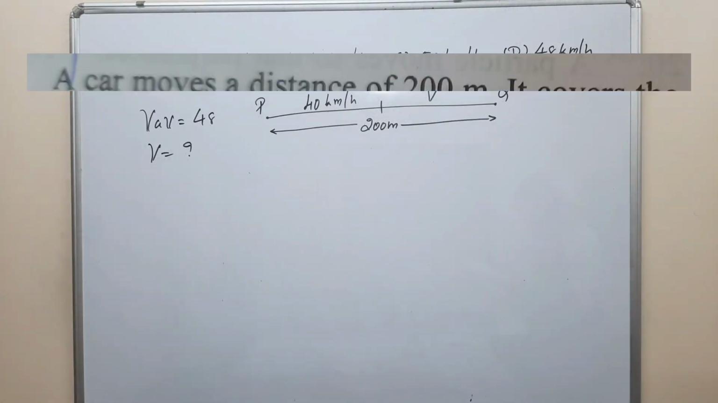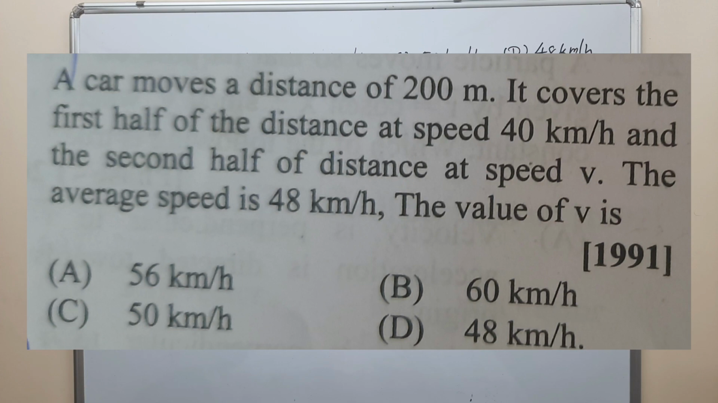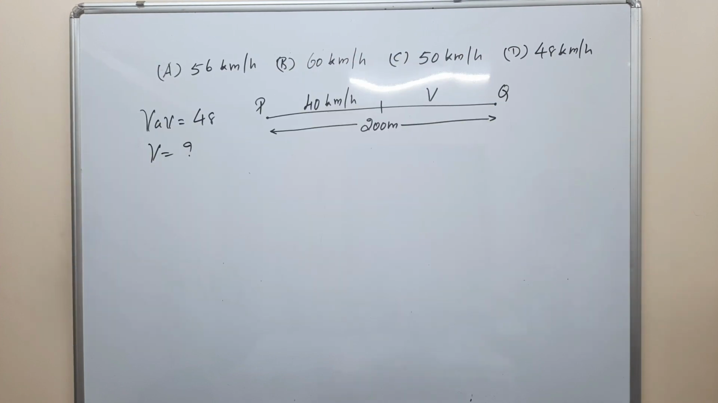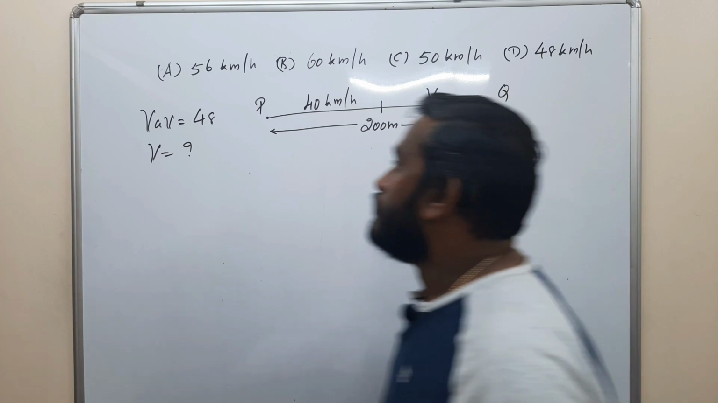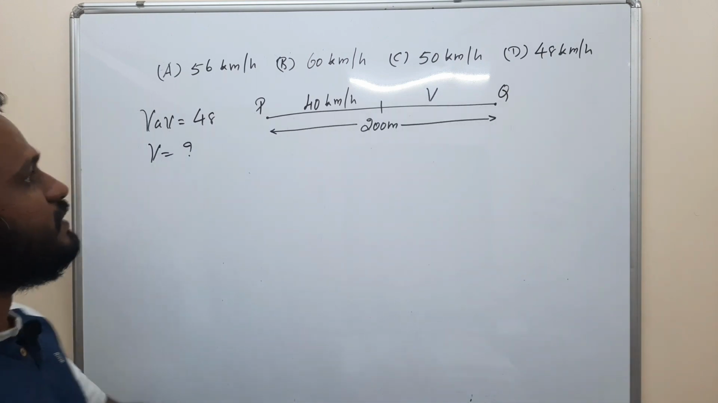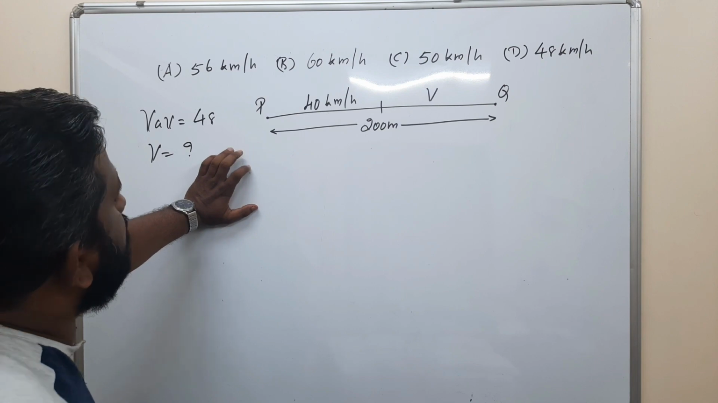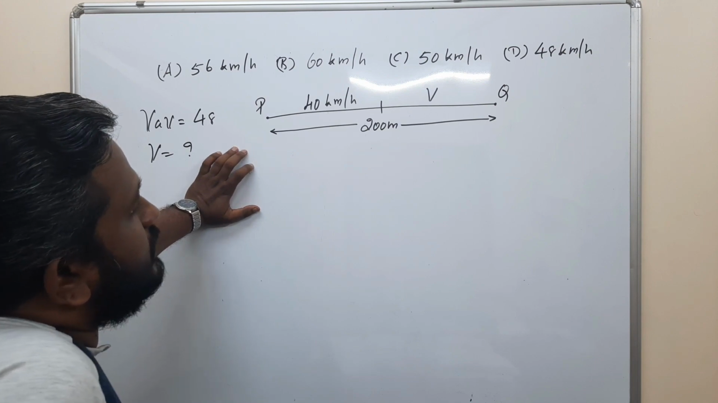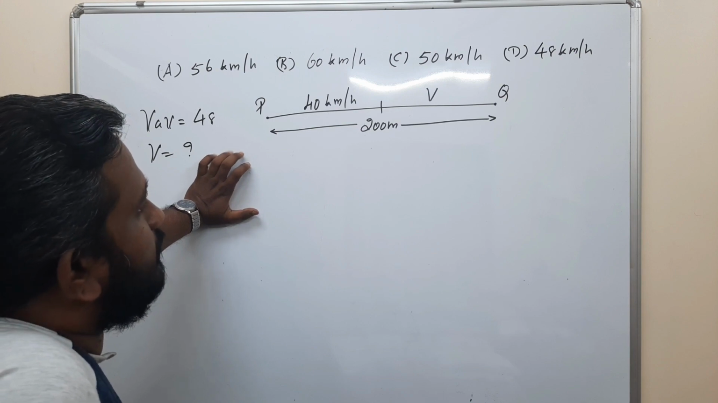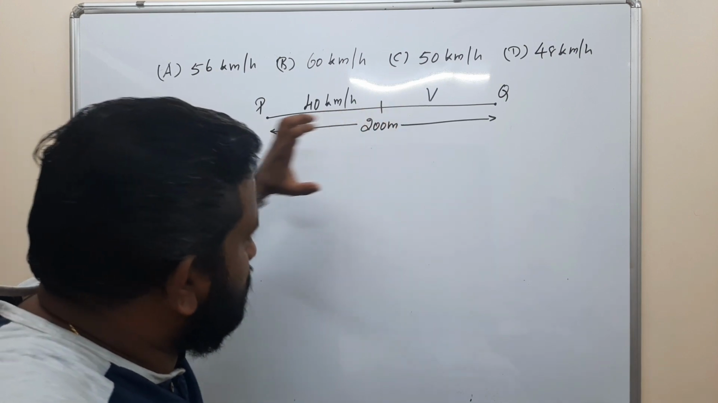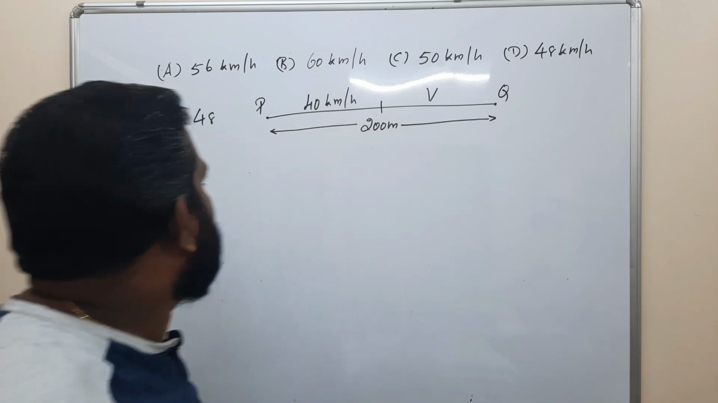Okay, so fourth question. A car moves a distance of 200 meter. It covers the first half of the distance at speed 40 km per hour and the second half of the distance at speed v. The average speed is 48 km per hour. The value of v is. These are the 4 options: A 56 km per hour, B 60 km per hour, C 50 km per hour and D 48 km per hour. So a car is moving in a straight line between 2 points, P and Q.